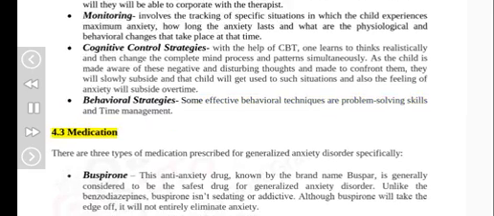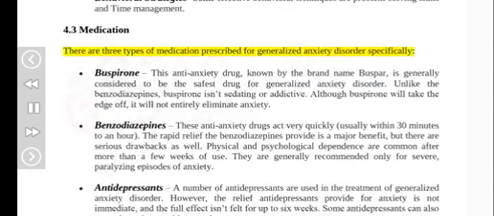4.3 Medication. There are 3 types of medication prescribed for generalized anxiety disorder specifically. Buspirone. This anti-anxiety drug, known by the brand name Buspar, is generally considered to be the safest drug for generalized anxiety disorder. Unlike the benzodiazepines, buspirone isn't sedating or addictive. Although buspirone will take the edge off, it will not entirely eliminate anxiety.